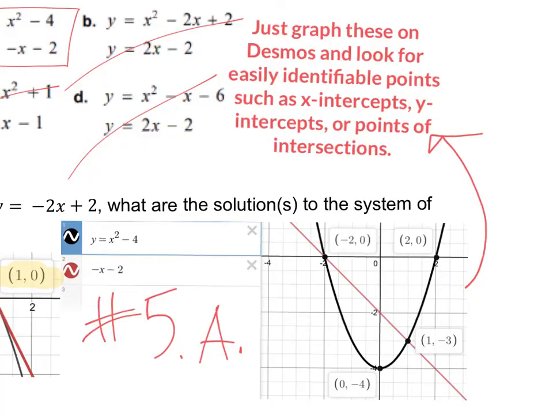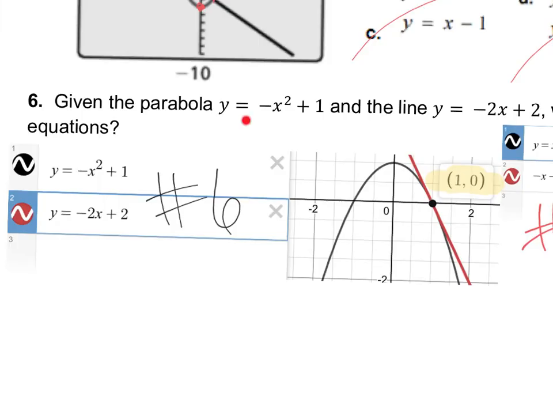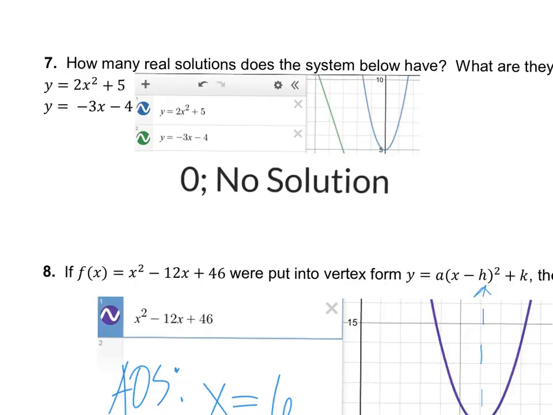Number 6 is asking for the solution to these two equations. So really you just have to graph them. You can solve it by hand using substitution or whatever, but all you have to do is just type in y equals -x squared plus 1, y equals -2x plus 2, and you see they intersect once at 1, 0, making that my answer.